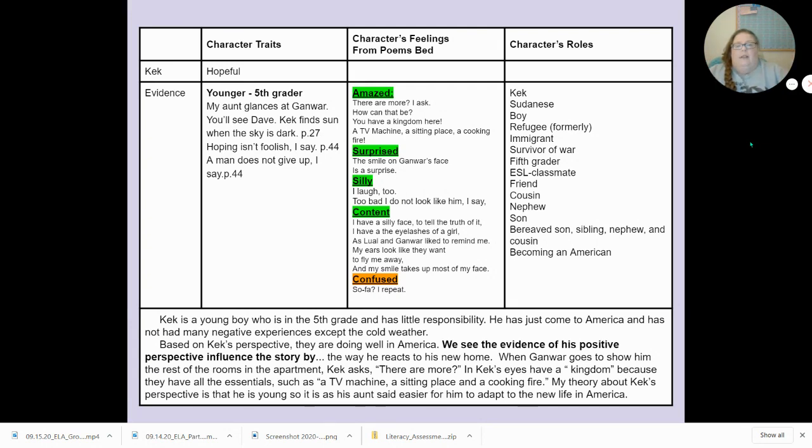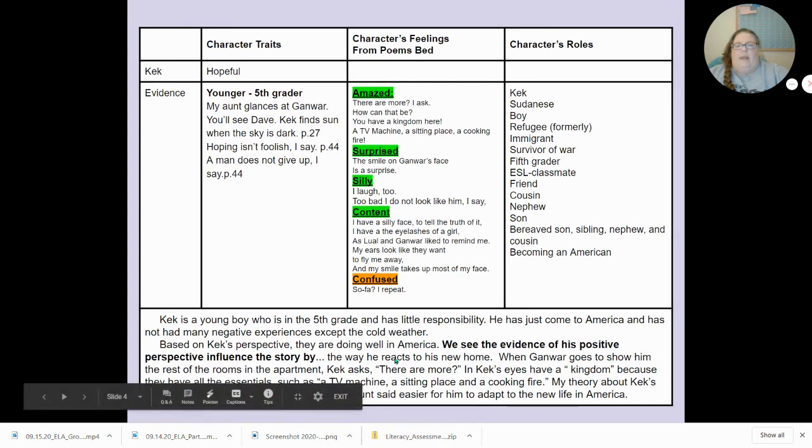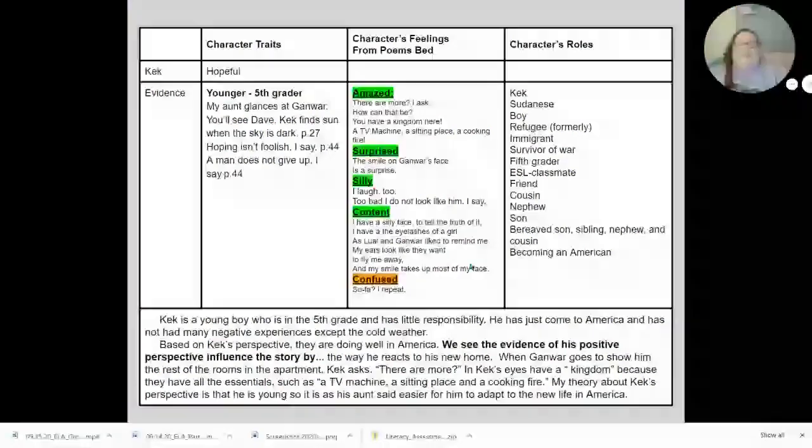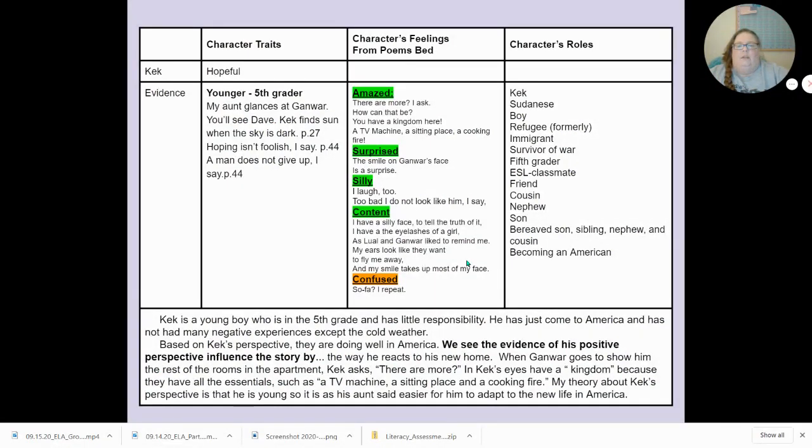That's it. That's what your stop and jot is going to be like. But this is the big work that you will have to do in order to get to that stop and jot.